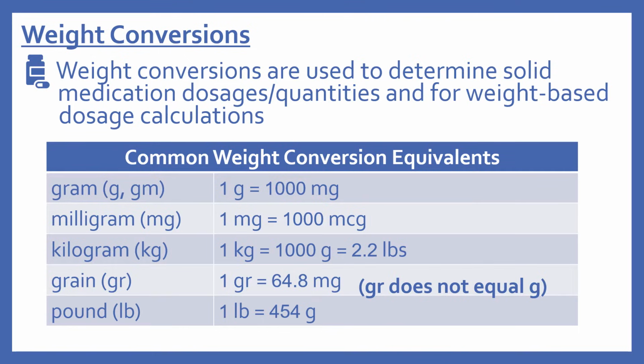Grain, which is GR, 1 grain equals 64.8 milligrams. And I just put a note here, GR is the abbreviation for grain. That does not equal gram. The G or GM is gram, so be sure you know the difference between those. Pound, which is LB, 1 pound equals 454 grams.